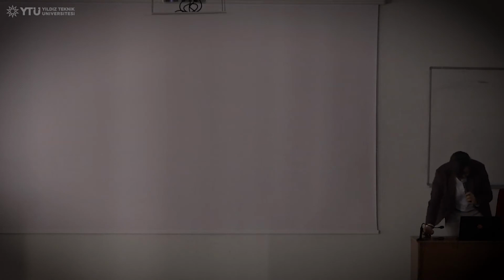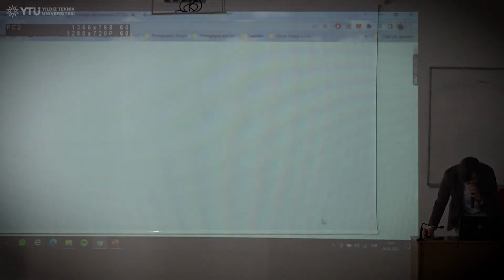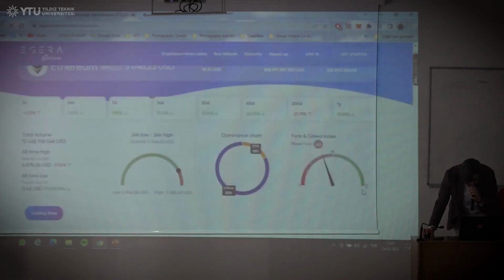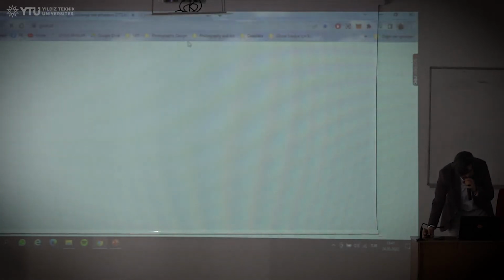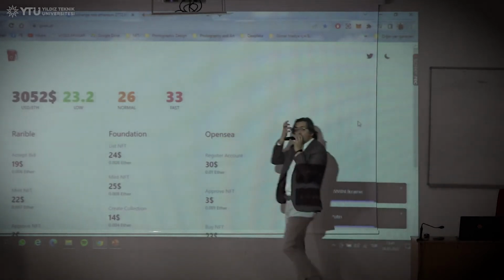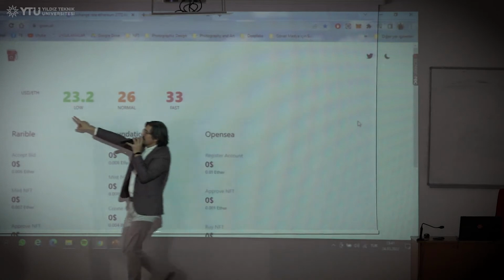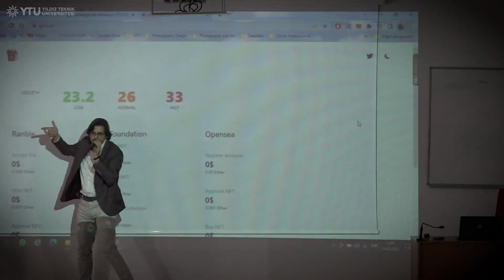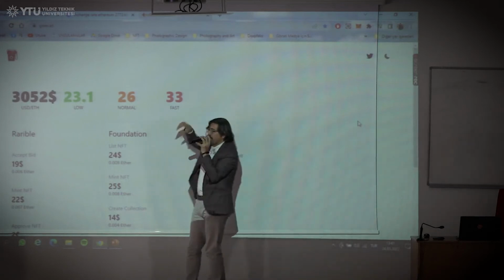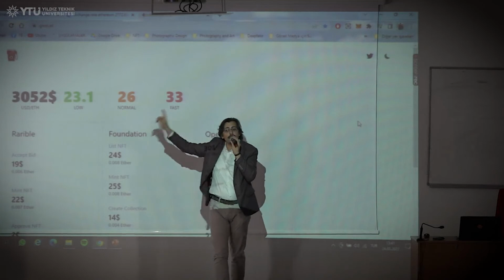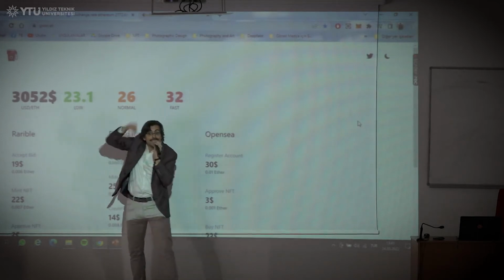Let me show it to you quickly. So for instance, if you really want to do your NFT transaction fast, you have to pay $33, of course. This is expressed in dollars, okay? Because otherwise, it would be difficult to put so many zeros here, okay? So if you want a fast transaction, you have to pay $33 of gwei equivalent. If you want a slow transaction, I mean, if you're not in a hurry, you have to pay $23 right now.